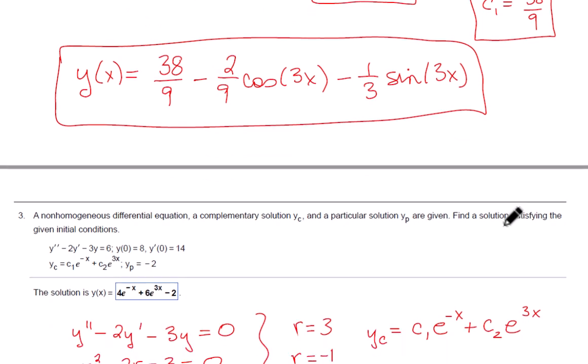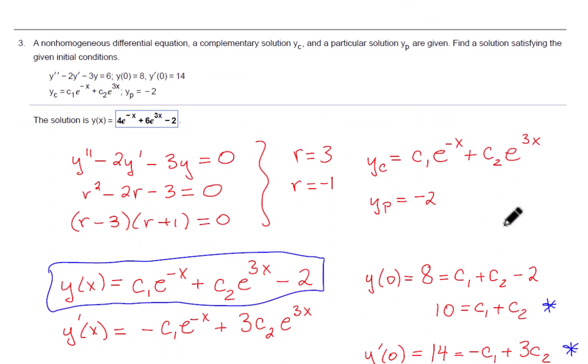In question 3, we have a non-homogeneous constant coefficient differential equation. So if you look here, we've got y double prime minus 2y prime minus 3y is equal to 6. So it's not 0. Two initial conditions.